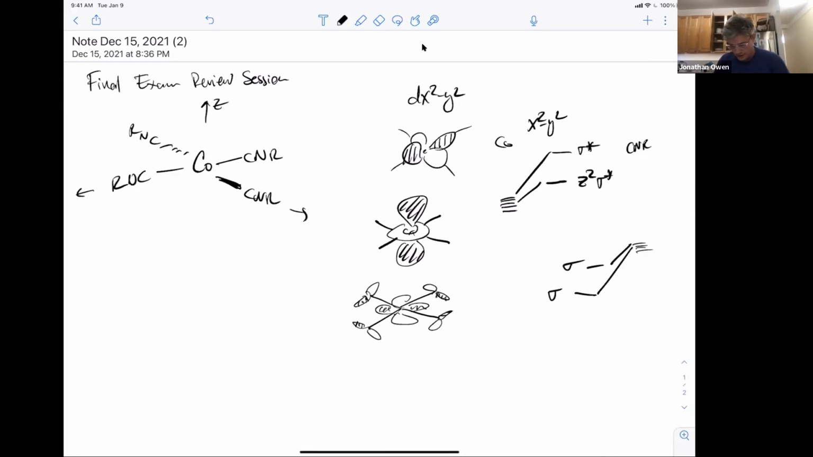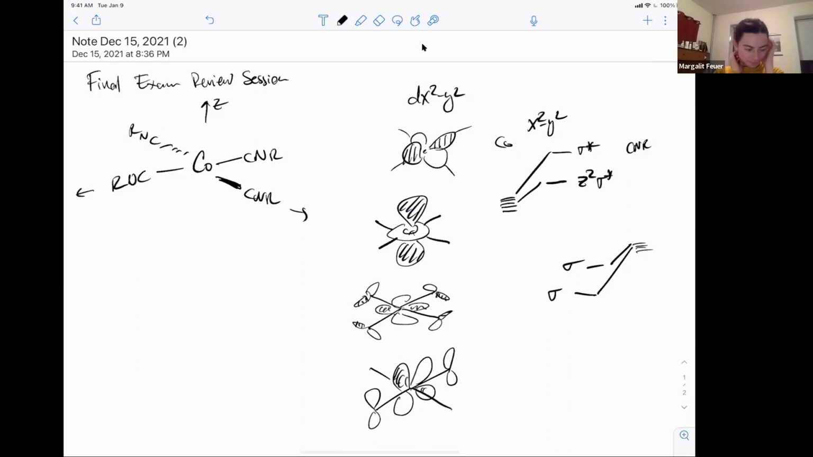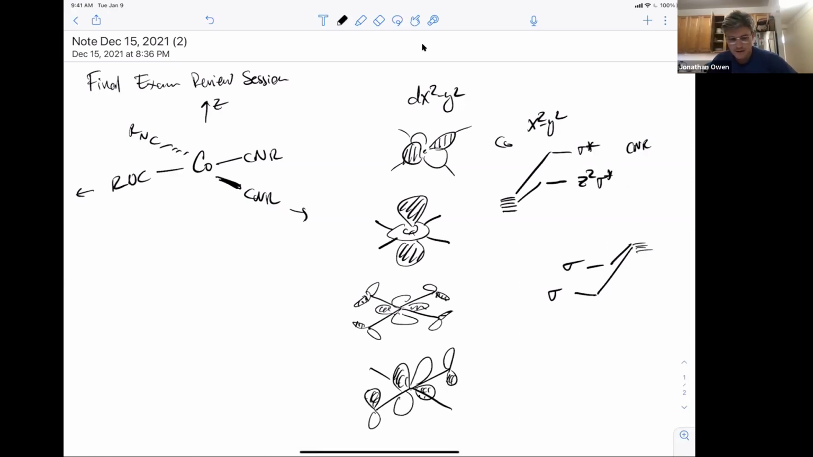Whereas XZ and YZ are not like that. Right? They only have pi interactions with two of the ligands. So there you go. That tells you that XZ and YZ are going to be lowered less by the pi star orbitals of the cyanides, and XY is going to be lowered more.